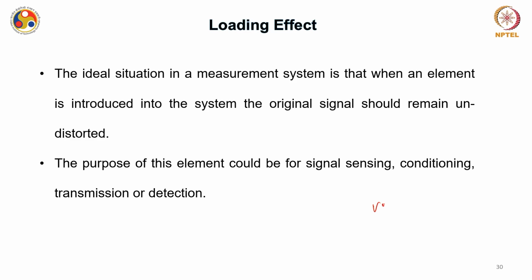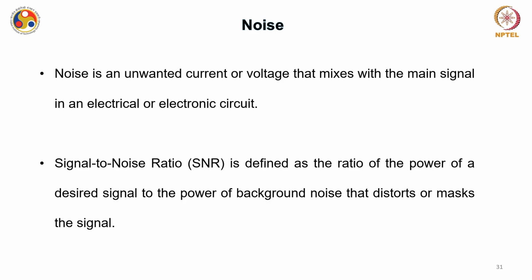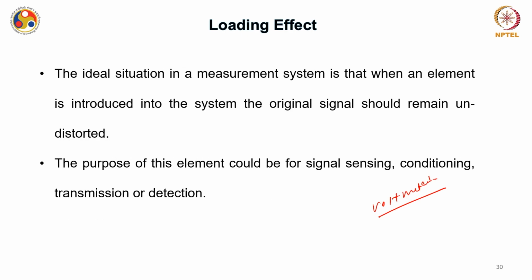That is why you will see that an ohmmeter or voltmeter, for example, is connected in parallel to a circuit, while an ammeter is connected in series. This is mostly done to avoid any loading effect. We will talk about this when we discuss analog instruments in more detail.